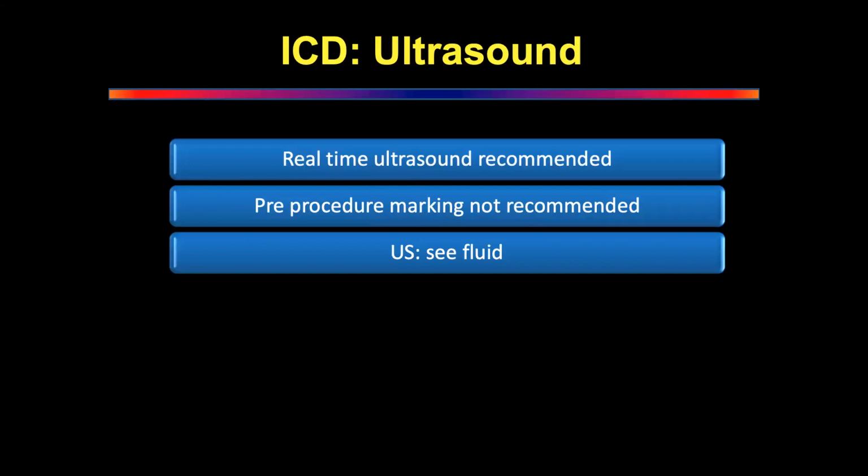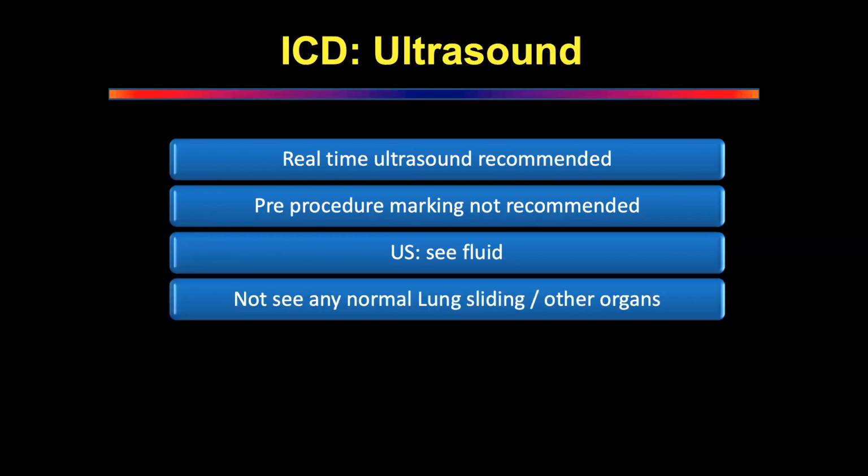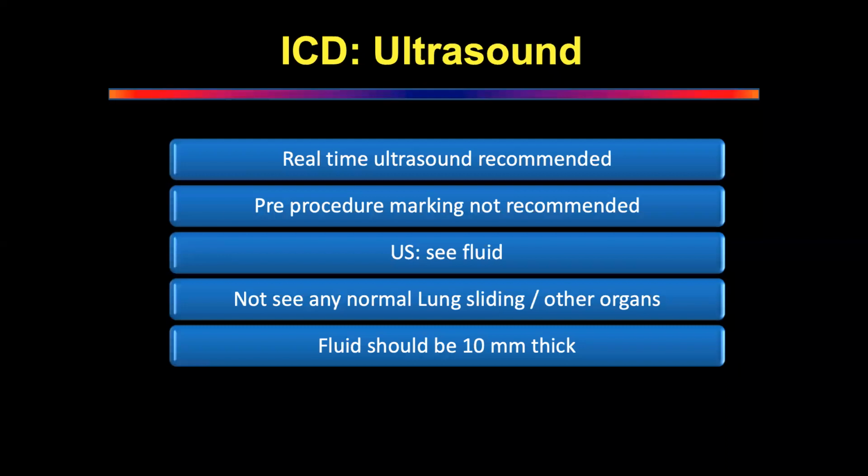So with ultrasound, you have to see the fluid. What else do you see? What else you don't see? You use an ultrasound to see something and then to not see something before you go in. So you make sure that you see fluid and you don't see any lump or any other organ. And at least 10 mm fluid thickness should be there.